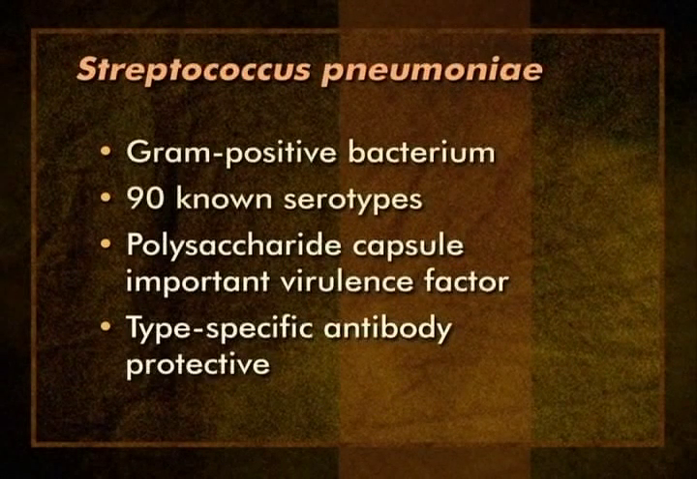Streptococcus pneumoniae is a gram-positive bacterium. There are 90 known serotypes. As with other encapsulated organisms, the polysaccharide capsule is an important virulence factor, and capsular type-specific antibody is protective. Although all serotypes may cause serious disease, a relatively limited number of serotypes cause the majority of invasive infections. Overall, the 10 most common serotypes are estimated to account for about 60% of invasive disease worldwide. But the ranking and serotype prevalence differs by age group and by geographic area.